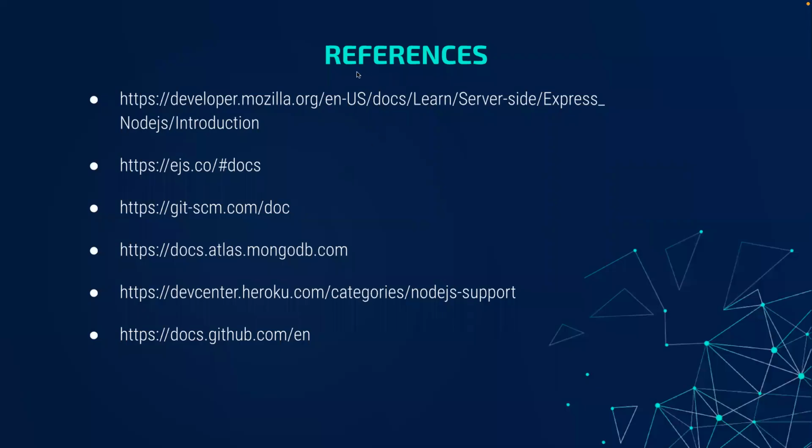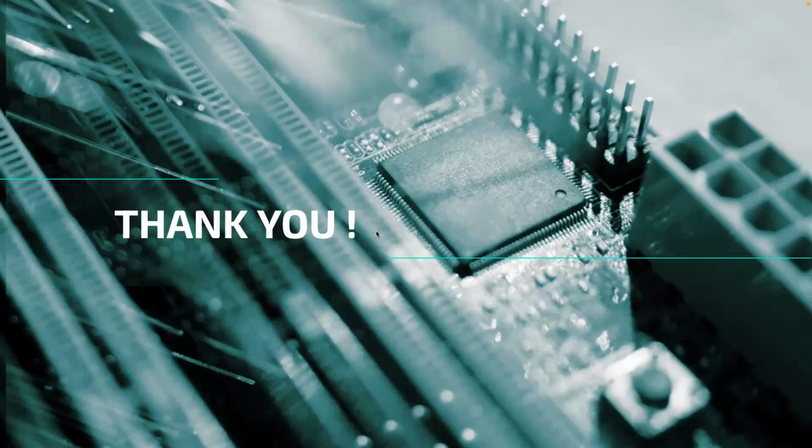So these are the references that we used for the project. These include Electron.js documentation, Git's documentation, for instance, and GitHub's documentation. So that's the end of our presentation. Thank you.